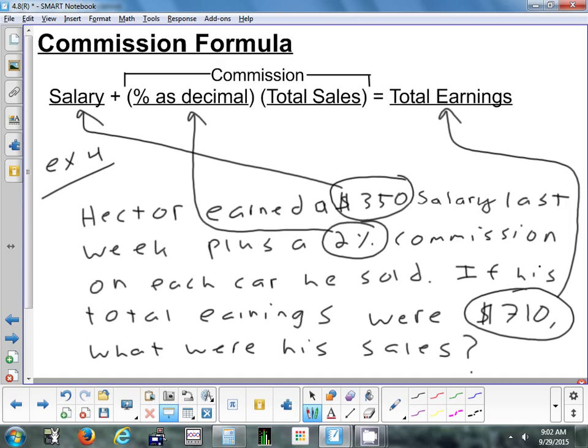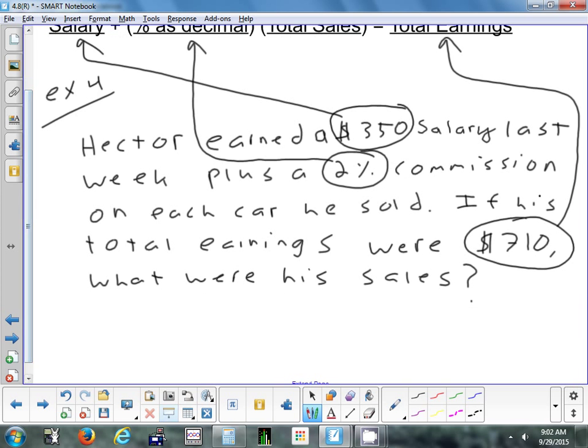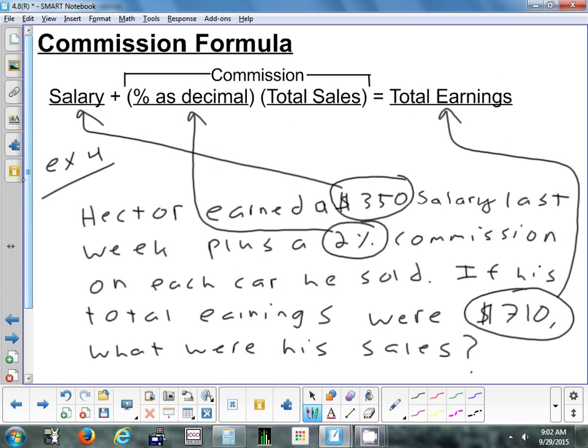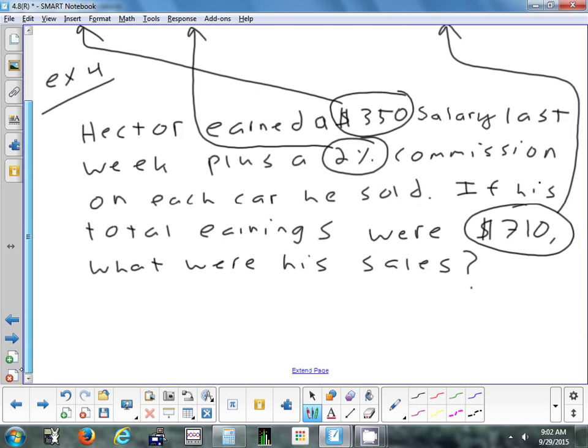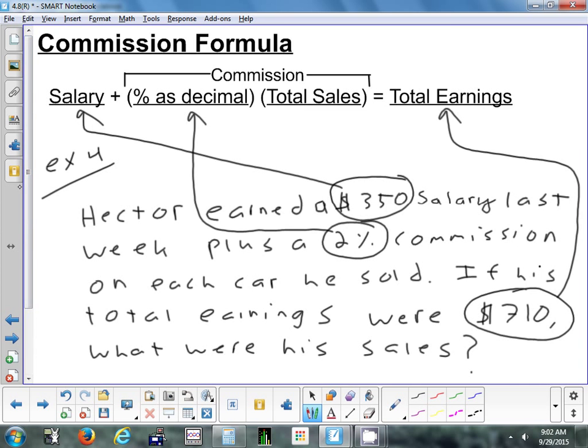I'll probably use T to represent total sales. The only reason I don't like using an S is because sometimes when I write an S, it can look like a 5, and that would be confusing. So if you want to use T or X, just be careful your S's don't look like 5s. Let's see what we got. Salary, we know that: $350.